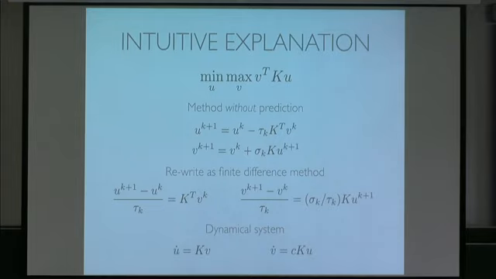I can do the same thing for v, so I get something that looks like this finite difference equation. These update rules look like a finite difference discretization of a dynamical system. So (u_{k+1} - u_k) over the step size is an approximation of the time derivative of u. So I can write this as a dynamical system: the derivative of u with respect to t, I'll write that as u dot, is equal to kv. And v dot, the derivative of v with respect to t, is a constant times ku.